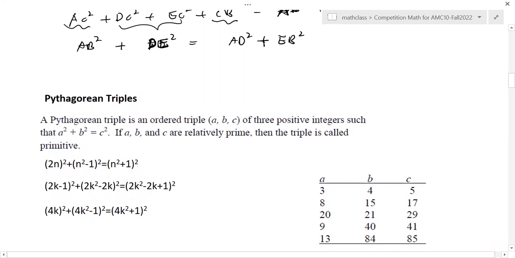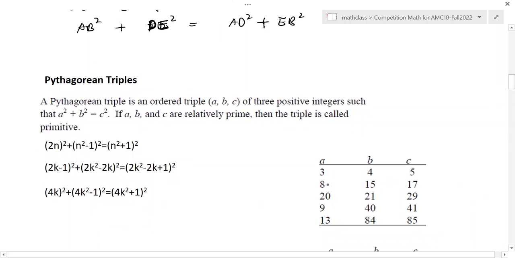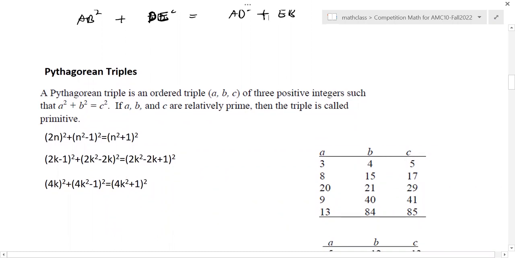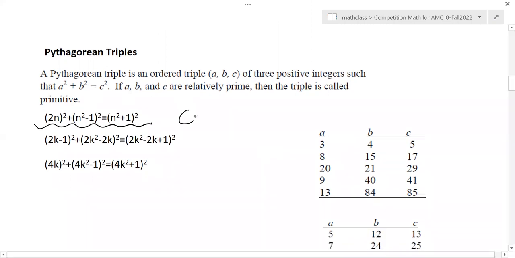So there's a list of them, okay? Like 3 squared plus 4 squared equals 5 squared. 8 squared plus 15 squared equals 17 squared. How do you get this? I think we just need to prove this identity, okay? And you let n be an integer, you can get all of this, okay? And it's easy to prove.